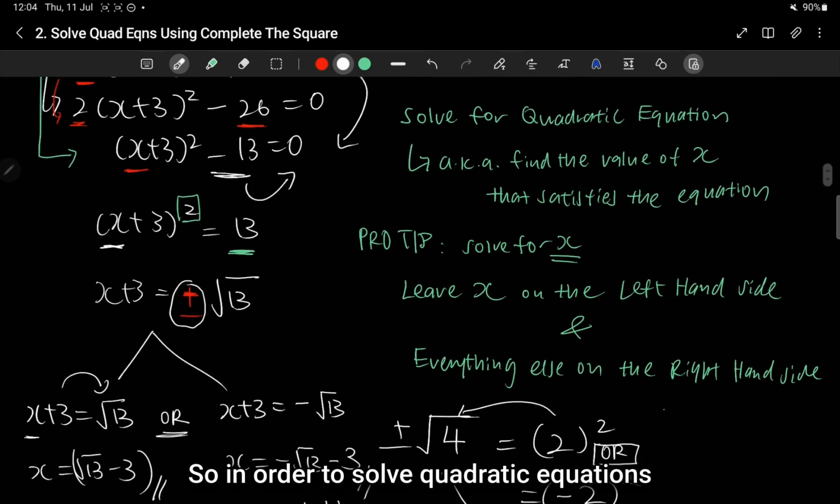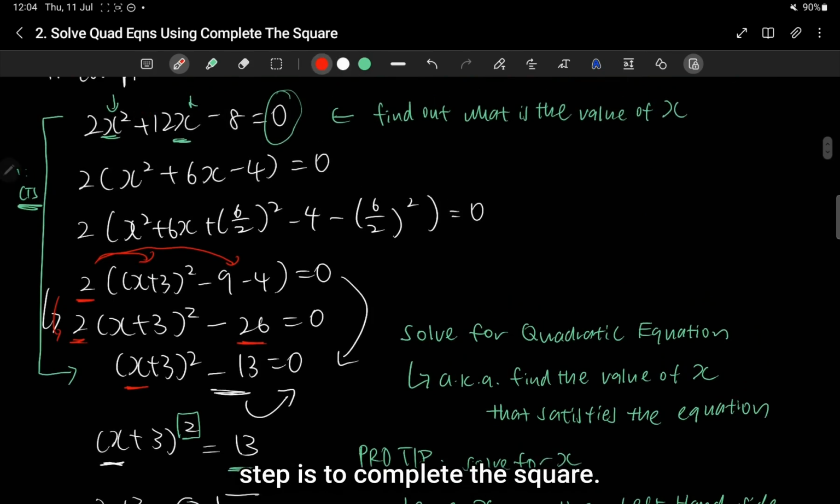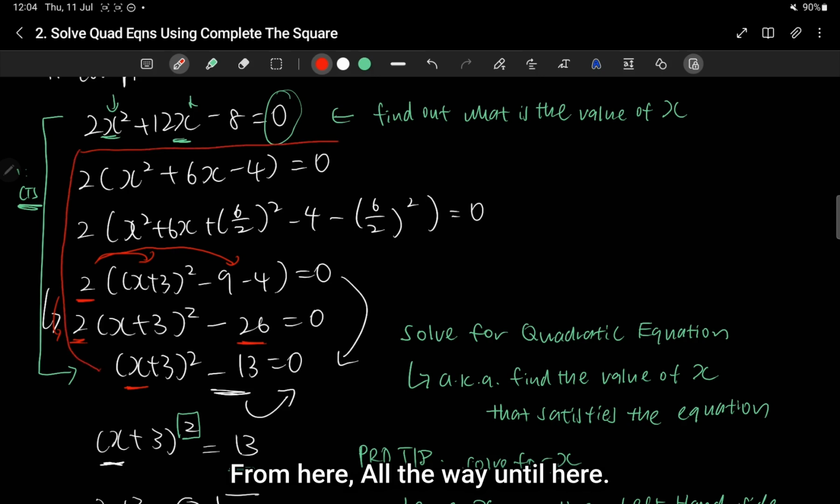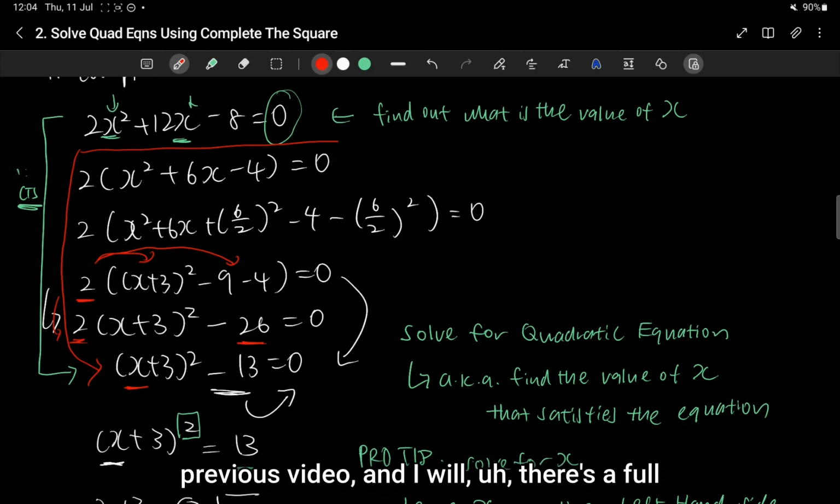So in order to solve quadratic equations using complete the square, the first step is to complete the square from here all the way until here. And if you need a step-by-step guide on how to complete the square in case you're confused, you can go ahead and click on the previous video, and there's a full guide that teaches you exactly how to do it.